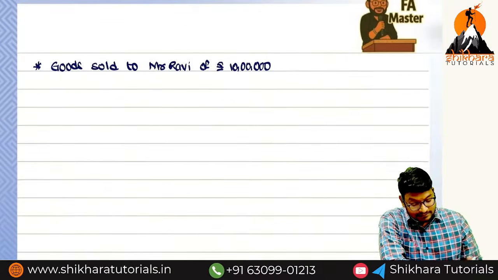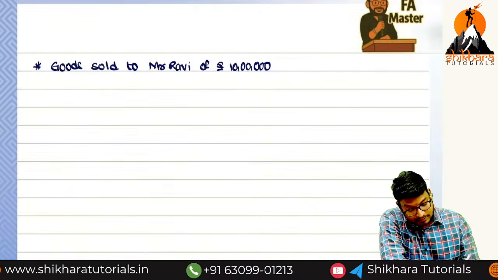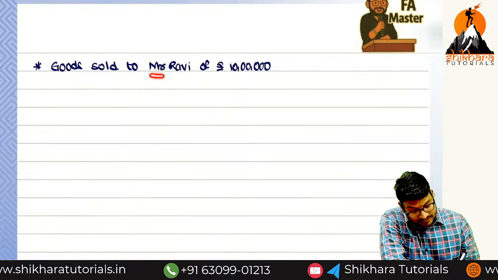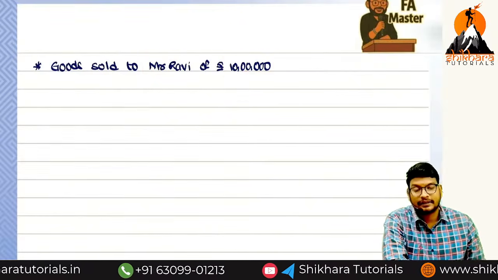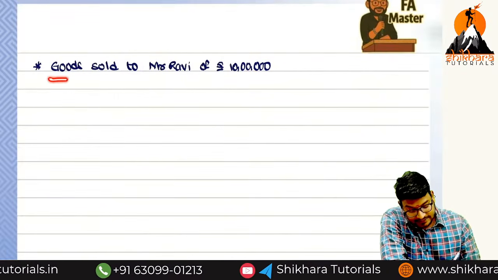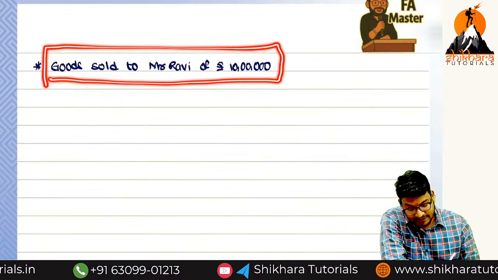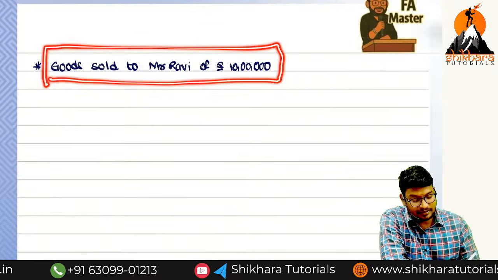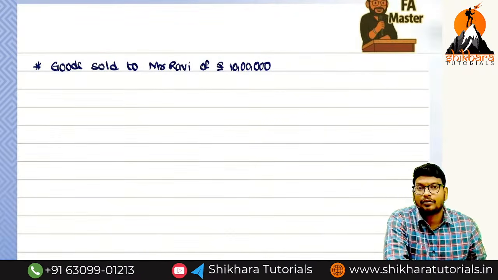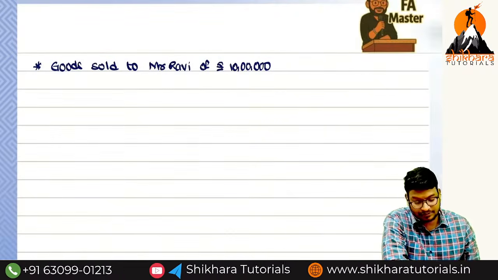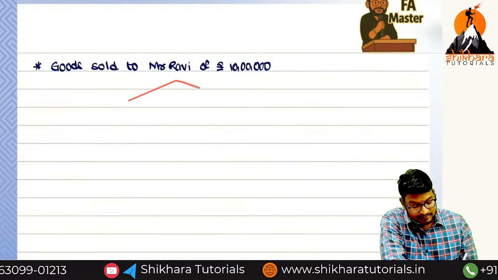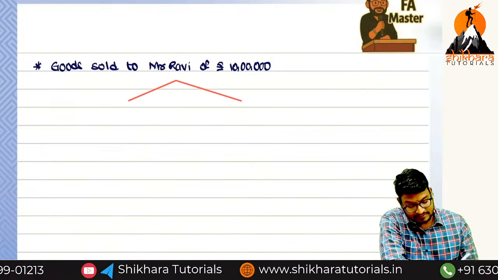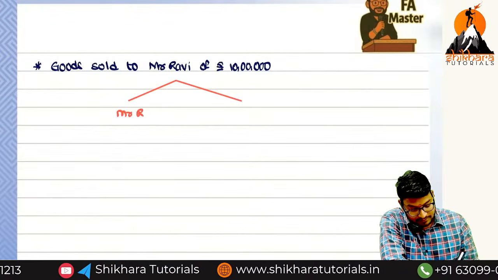Okay, let us see this one. Sold goods to Mr. Ravi of rupees how much? 10 lakhs. Here, is this transaction a credit transaction or a cash transaction? Credit transaction, because the word paid is not used. So the two outcomes: one outcome is a person, so the person of Mr. Ravi will come into the picture.